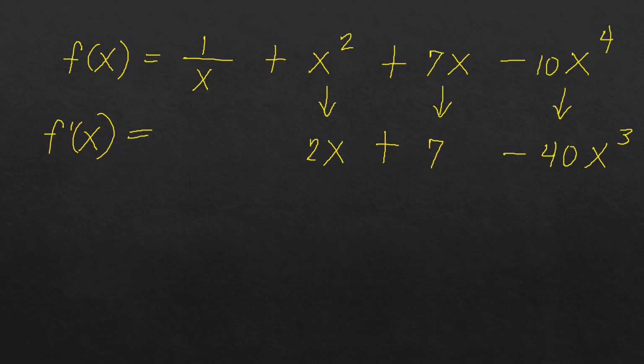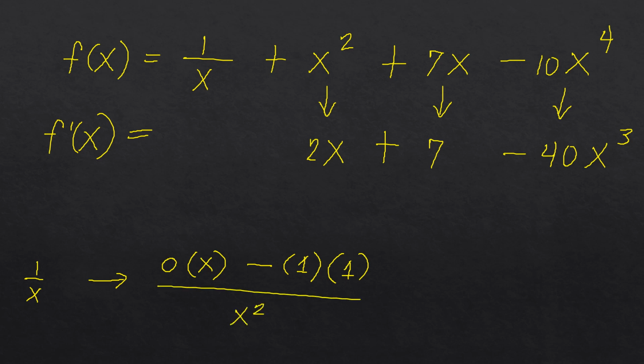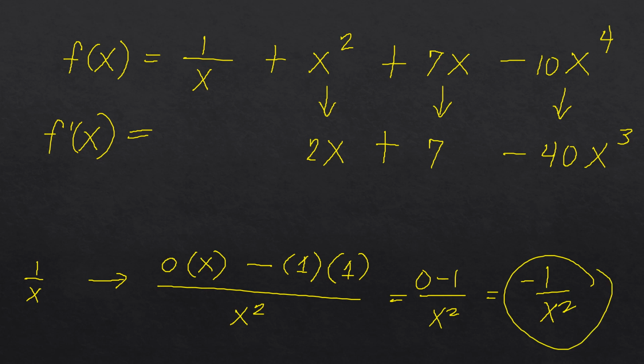But the derivative of 1 over x: now get the derivative of 1, that is 0, multiply that to the denominator x. Derivative of the denominator x is 1, multiply that to the numerator, which is 1, divided by the square of the denominator. Okay, so we have 0 minus 1 over x squared. The answer is negative 1 over x squared. So this will be the derivative of 1 over x. Substitute that. Then you have negative 1 over x squared plus 2x plus 7 minus 40x cubed.